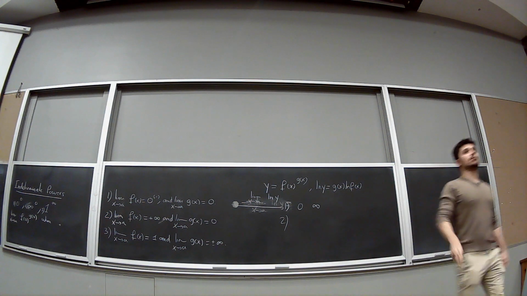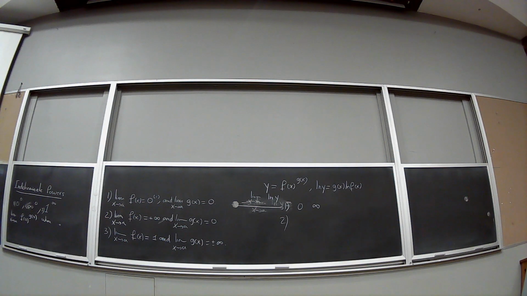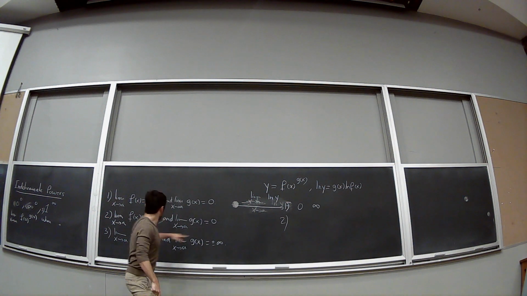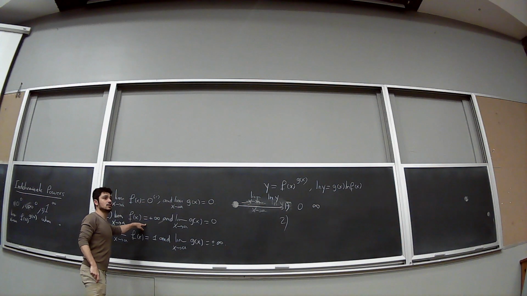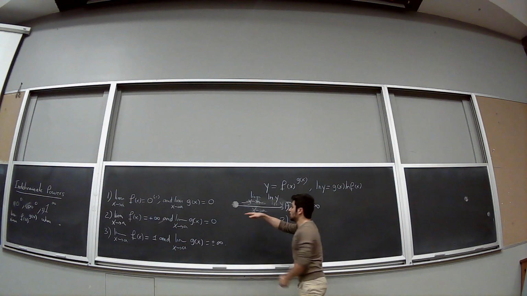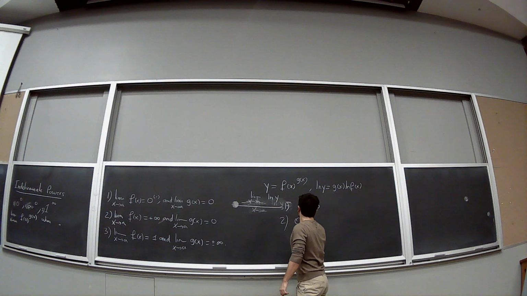Ln of y. What is the form of ln of y? Can anyone help? Where does g of x go? G of x goes to 0. Where does f of x go? To infinity. Ln of infinity is infinity. So also in the second case, the ln of that expression has the form 0 times infinity.